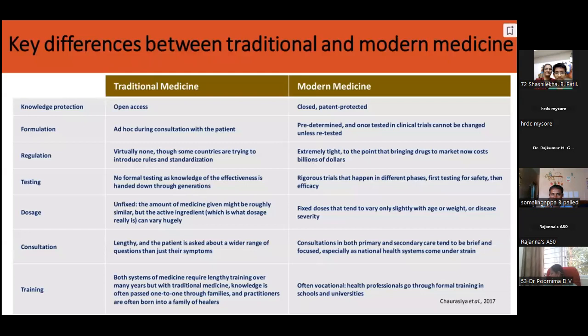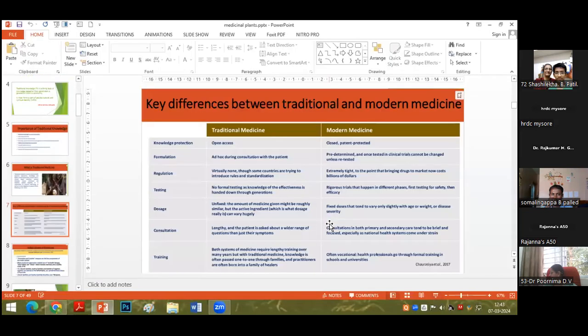And even with reference to the formulation of the traditional medicine, it is always decided during the consultation with the patient. Whereas in case of the modern medicine, it is predetermined, and once tested in clinical trials, then only it is possible to observe.